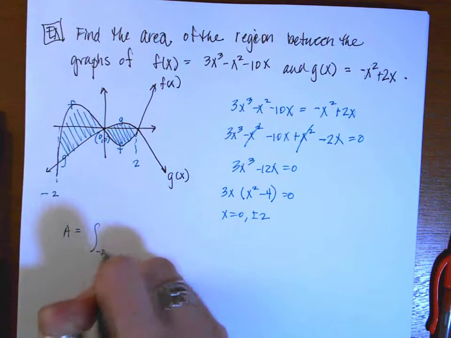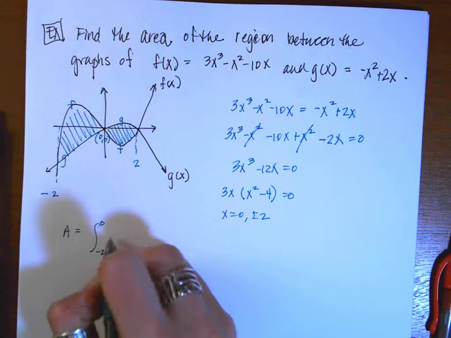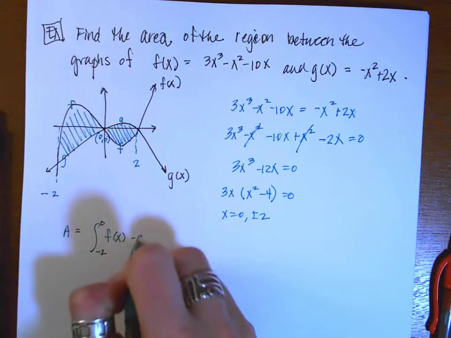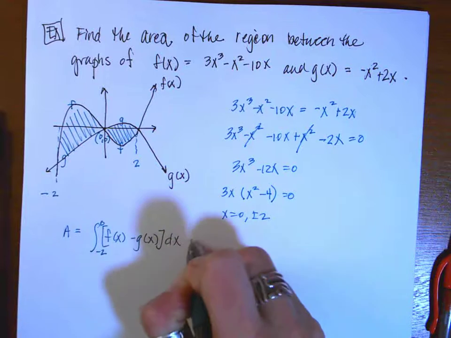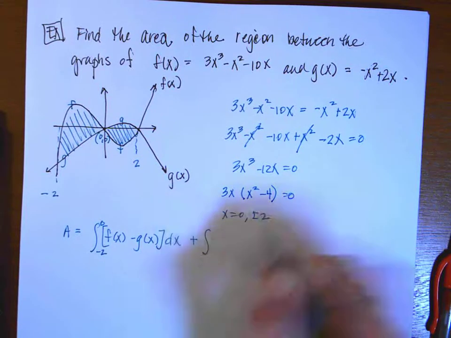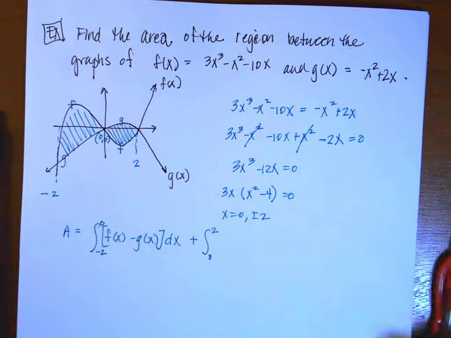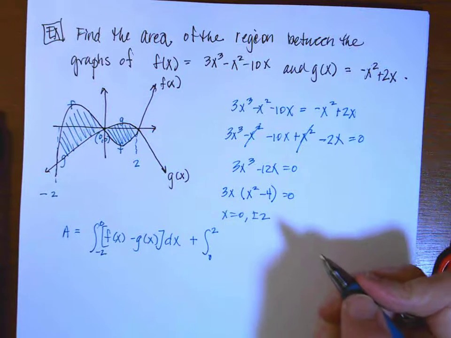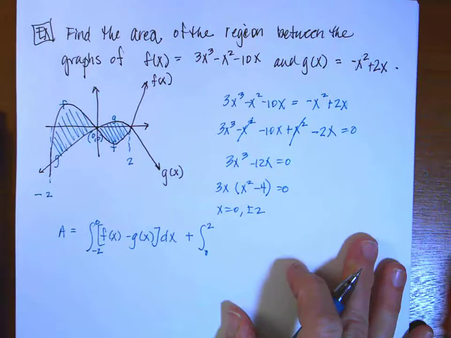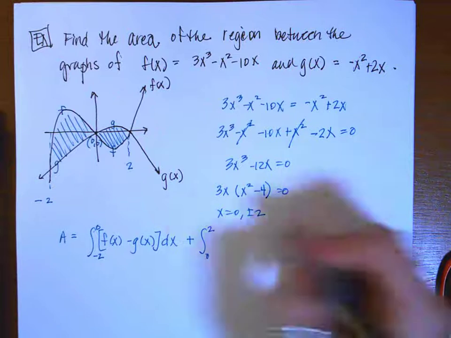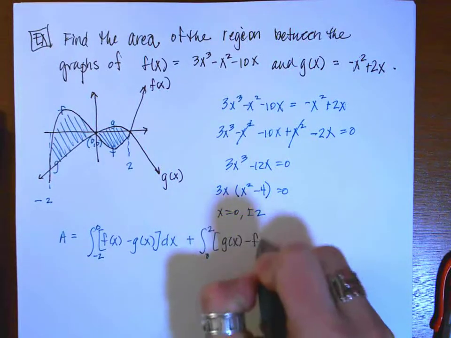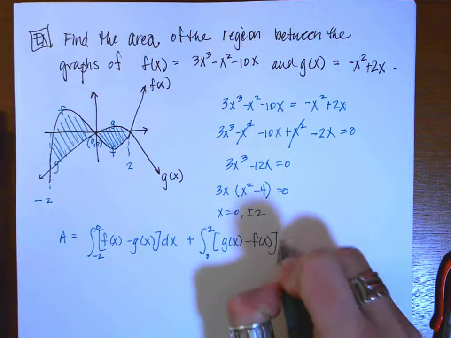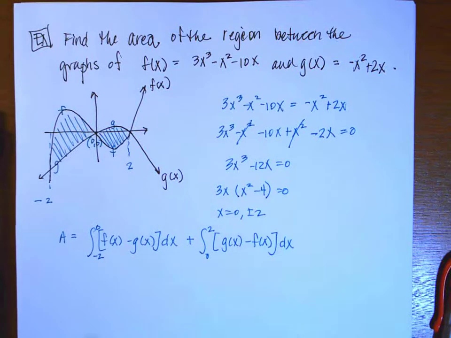But if I set up my area integrals, I would integrate from negative 2 to 0, and I would do f of x minus g of x, dx. And then I'm going to go from 0 to 2. But remember, the curve switched places, so then I have g of x minus f of x. Again, it's the top minus the bottom, dx.